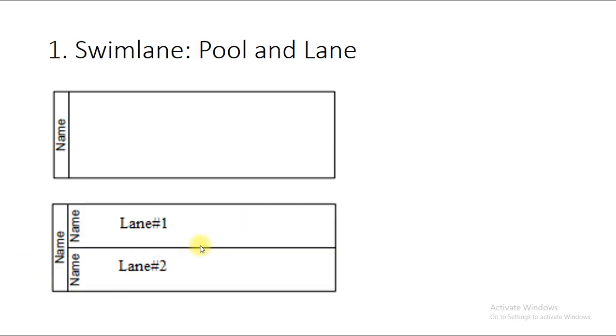So in this diagram, if you really see, the first one shown is a pool which has a name. And the second one is a pool with a name, but it is shared by two lanes. Lane number 1 and lane number 2 make up the pool with name. So that is the difference.